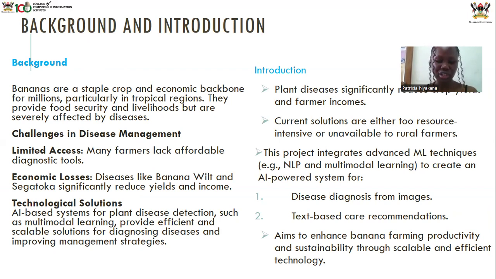For the introduction, plant diseases significantly impact yields and farmer livelihoods, yet existing diagnosis solutions are resource intensive and inaccessible to rural farmers. This project integrates advanced machine learning techniques, including disease diagnosis using image-based detection, and then providing care tips through a GPT-powered model.